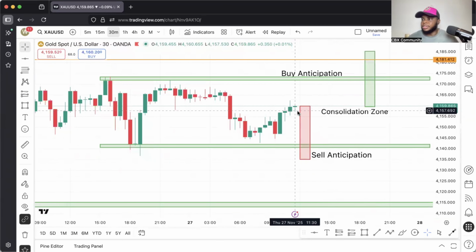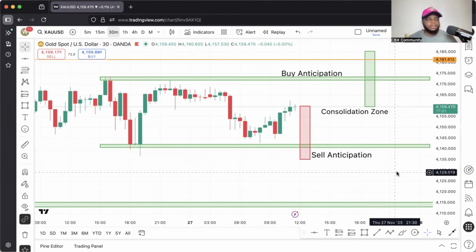This 30-minute candle is left with 17 minutes before this candle will close. Let's see what the candle wants to do. Let's be patient.